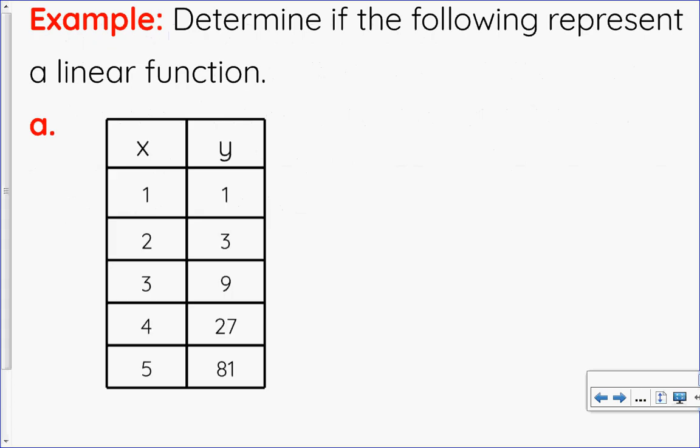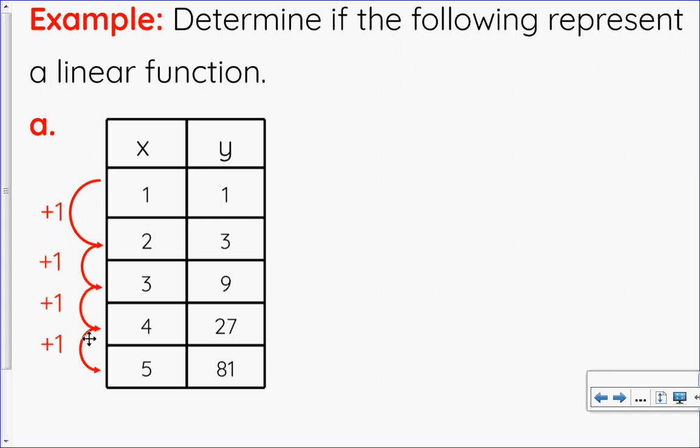Here I have a table of values. I want to know, without graphing it, is this a linear function? So I start with my independent variable x, and I can see I'm going 1, 2, 3, 4. I'm going up 1 each time. So I have a constant rate of change within my independent variable.